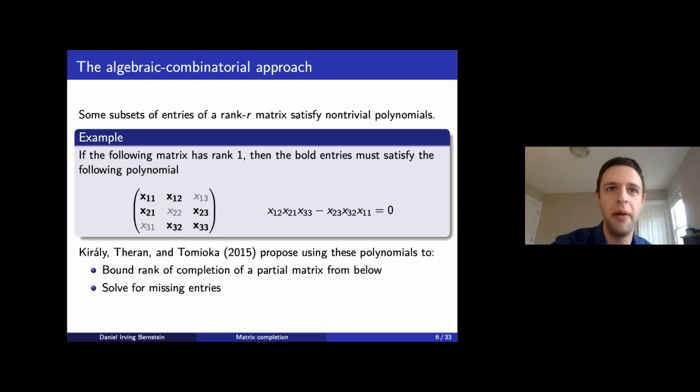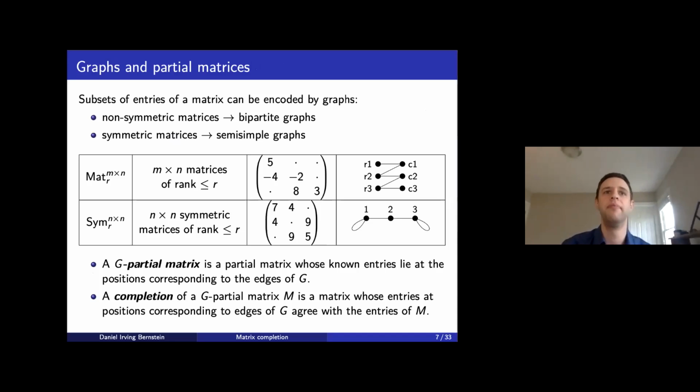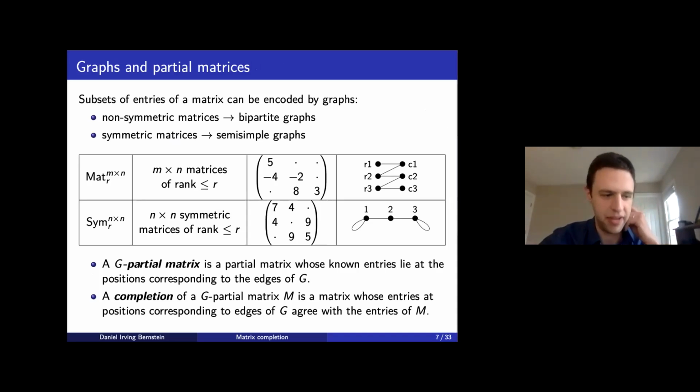There's a paper in the Journal of Machine Learning Research by Kiraly, Theran, and Tomioka that proposes using these polynomials to inform matrix completion, to either solve for missing entries or bound the rank of a completion of a partial matrix. Now, what makes this combinatorial is that you can encode subsets of entries of a matrix with a graph. There are two regimes to consider: regular non-symmetric matrix completion, and symmetric matrix completion.